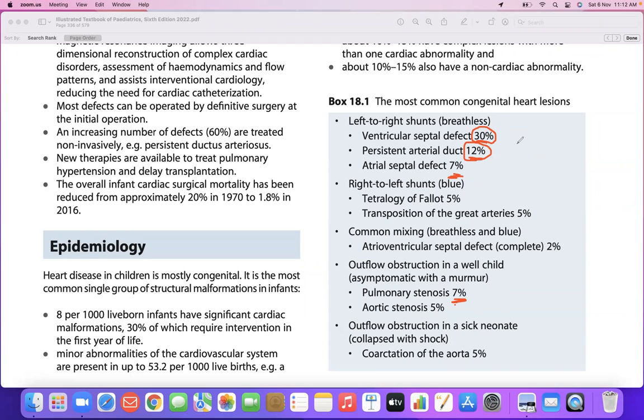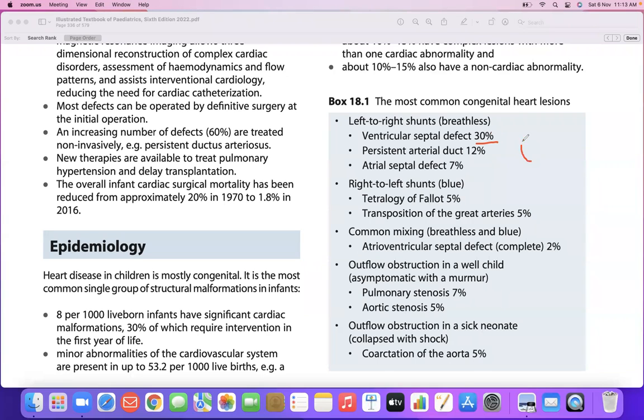So you will divide them into left to right shunts, right to left shunts, common mixing, outflow obstruction in a well child, and outflow obstruction in a sick neonate. So in left to right shunts, again the most common is the VSD.